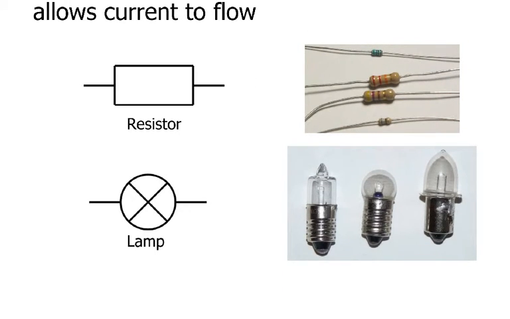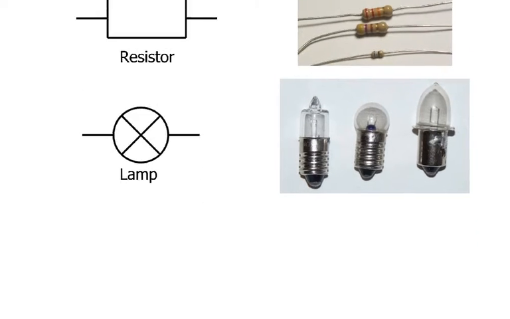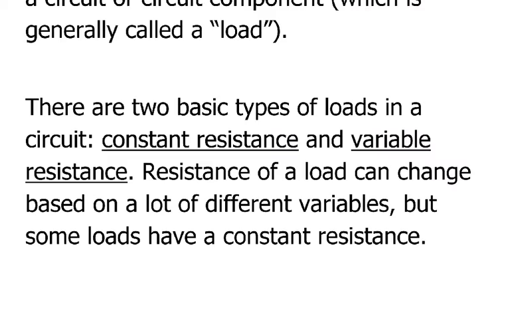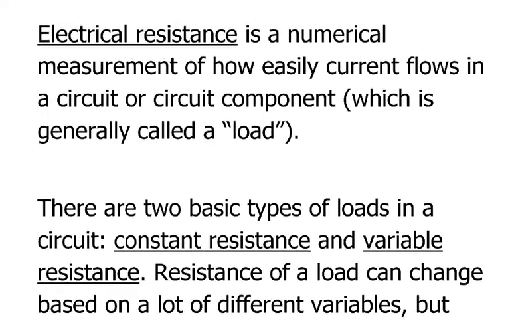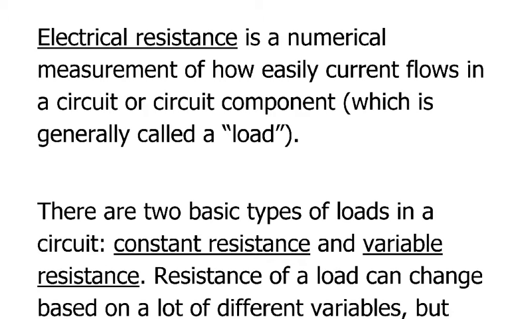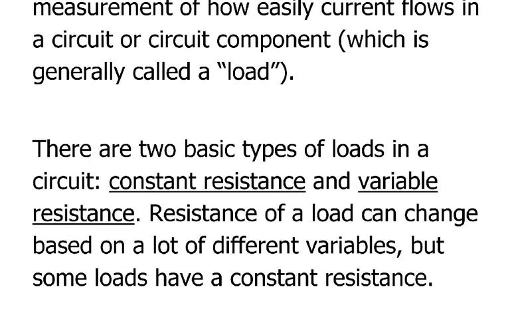Another thing that has resistance is a lamp. Basically, anything that uses electrical energy has some degree of resistance. So let's talk about a little bit of text, a little bit of definition going on here. Electrical resistance is a numerical measurement of how easily current flows in a circuit or circuit component. You may have noticed on the previous slide it said electrical resistance is a measure of how hard or easy it is for current to flow through a certain component or circuit.